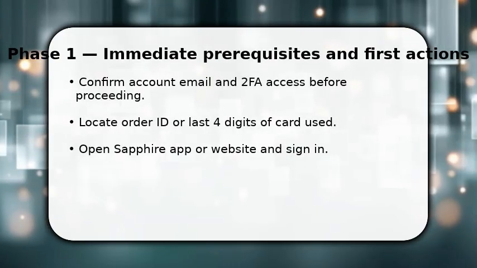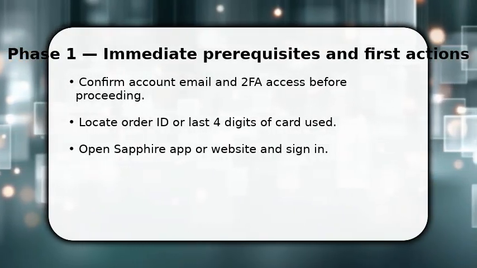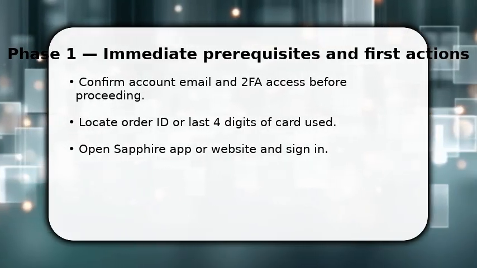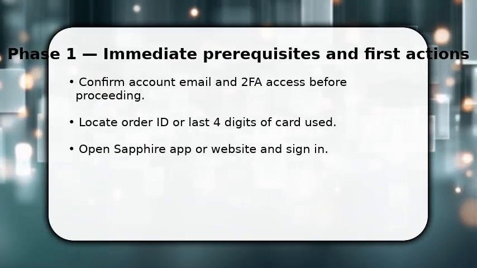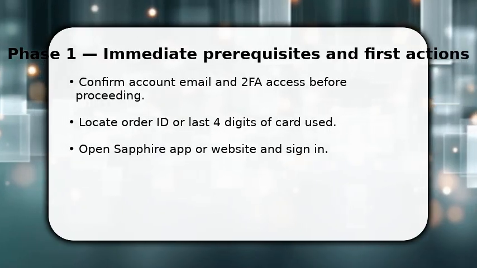You start by confirming prerequisites. Make sure you have your Sapphire account credentials and 2FA available because you'll need to verify identity. Once signed in, navigate to Orders or Purchases, look for the most recent order or enter the order ID. Now tap or click the specific order to open details.